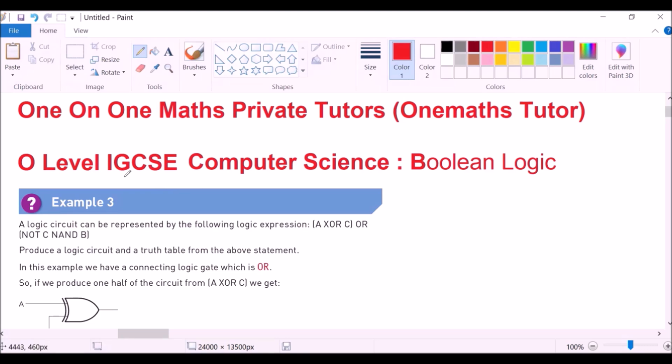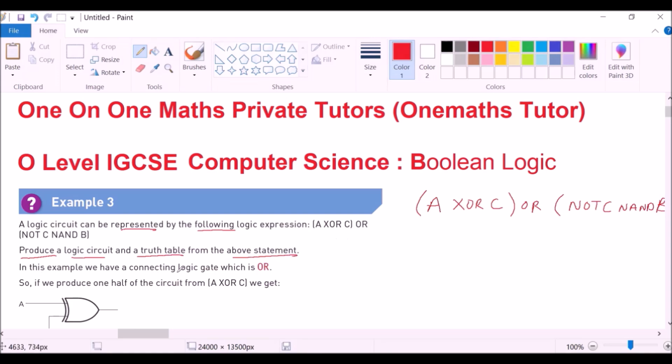Today we are looking at O-Level and IGCSE Computer Science. We continue with the topic Boolean logic. Let's look at this example. A logic circuit can be represented by the following logical expression: A XOR C, or not C, NAND B. Produce a logic circuit and a truth table from the above statement.